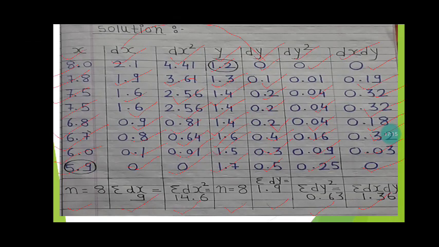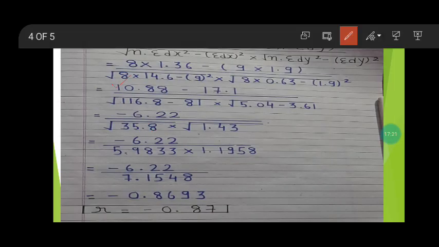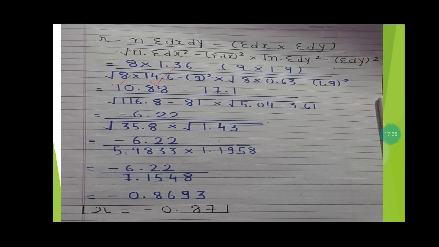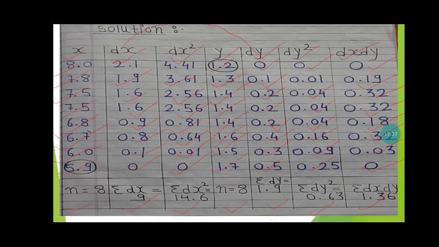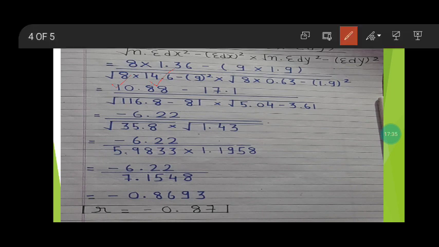So what's the value of summation dx square? Here it's 14.6. So we will write 14.6. Then minus summation dx whole square. So we will have to see the value of summation dx in the preparation chart, that is 9, and here we have to write the whole square of 9 that we have written here, 9 whole square.